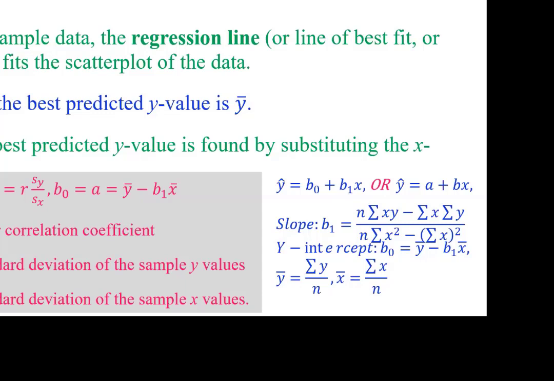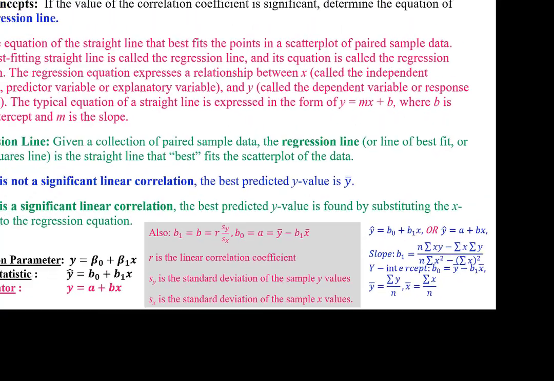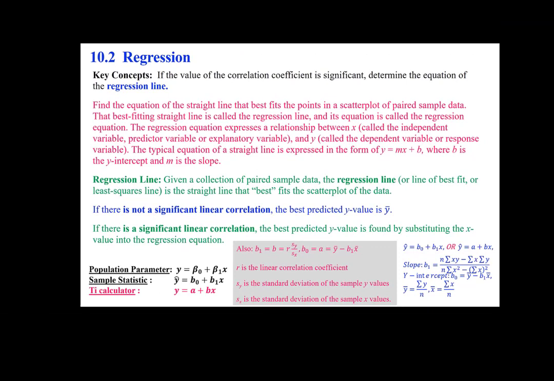So slope, or b1, you see a formula for that: n summation of xy minus summation of x times summation of y, over n summation of x squared minus summation of x quantity squared. Again, pretty involved formula. What about the y-intercept, or b0? We can say y bar minus b1 x bar, so on and so forth.